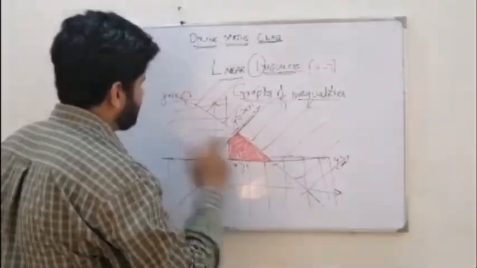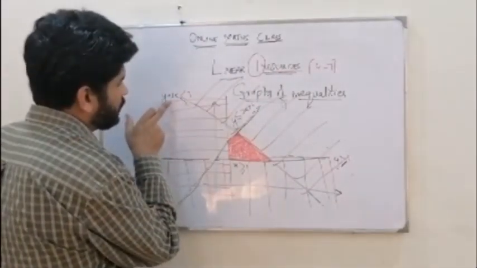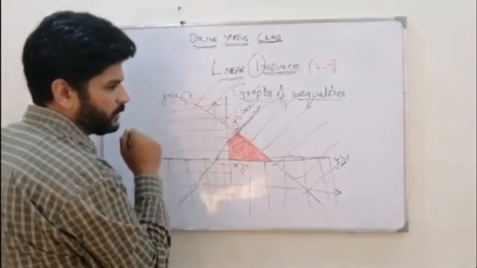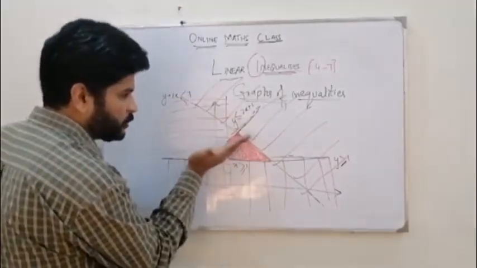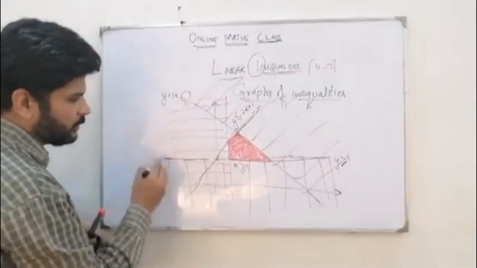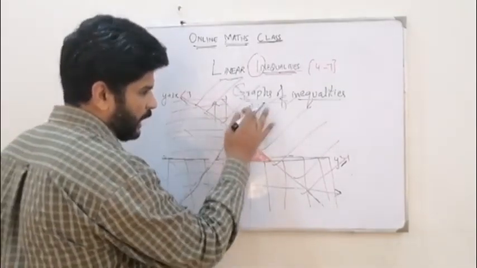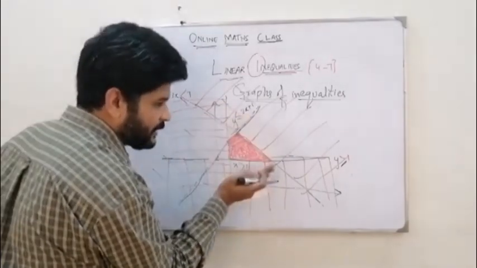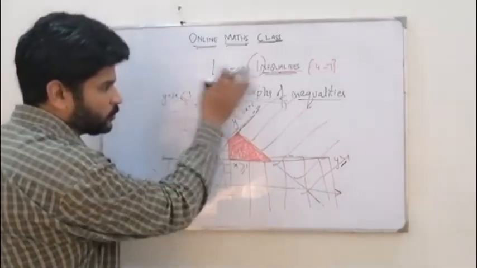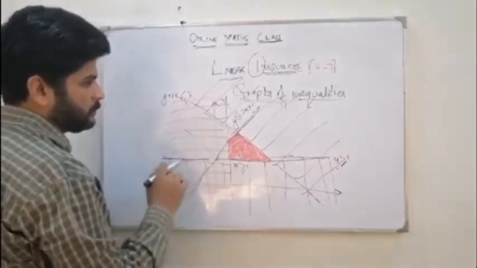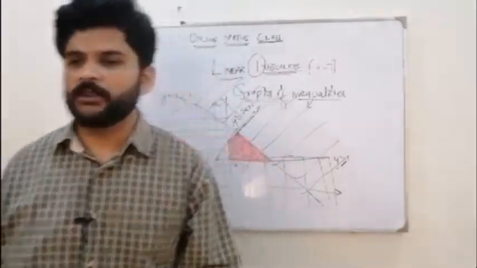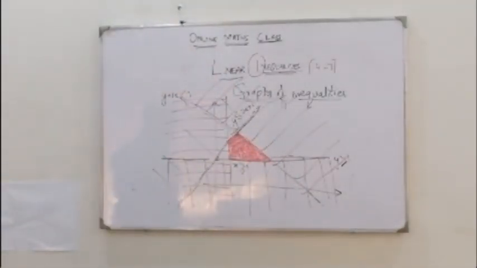For this line, it says y is less than or equal to 7. So y is less here. So I have to shade the opposite one. And for this line, the fourth one, y is less than. So y is less here. So you have to shade the opposite one. So for all four lines, you shade the opposite one. The remaining region is going to give you exactly the area which you require.